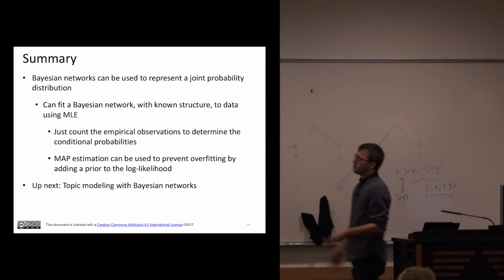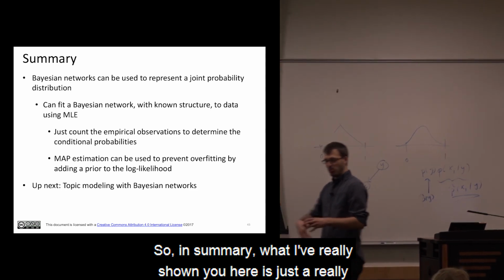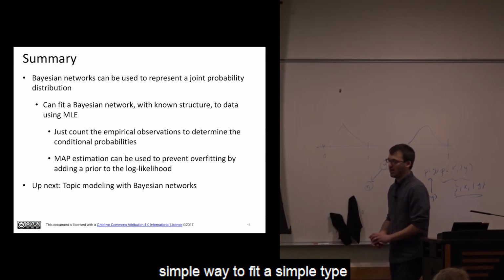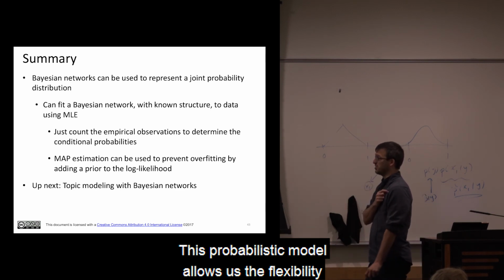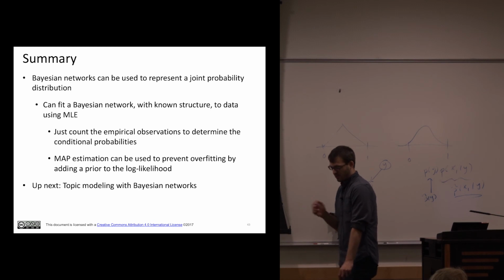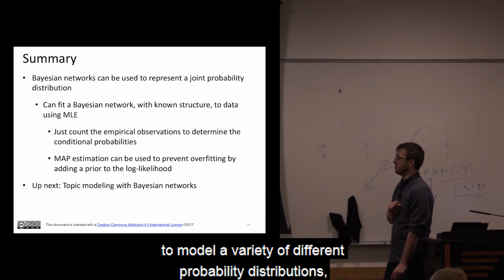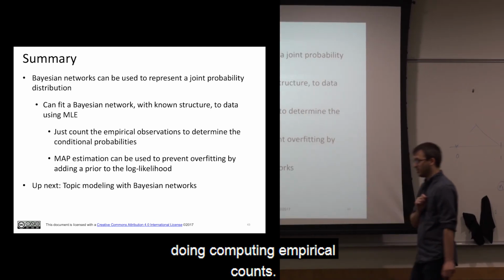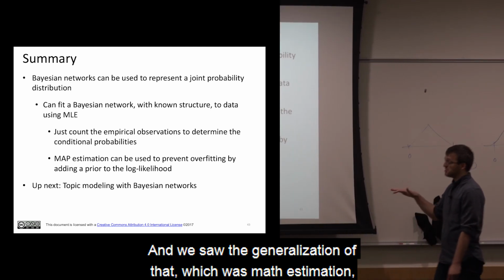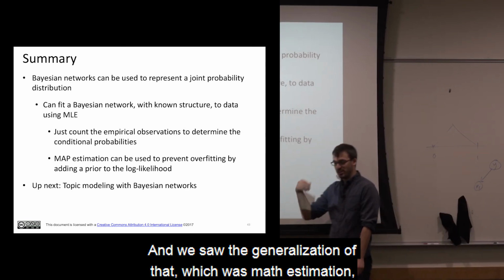So in summary, what I've really shown you here is a really simple way to fit a simple type of probabilistic model to data. This probabilistic model allows us the flexibility to model a variety of different probability distributions, and to simply fit them to data just by computing empirical counts. We saw the generalization of that, which was MAP estimation, where we can introduce a prior.